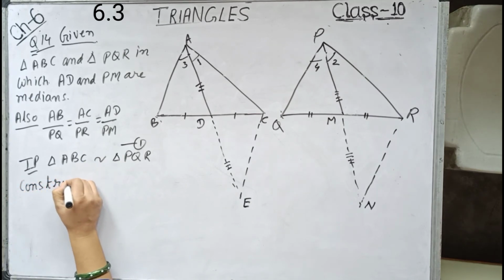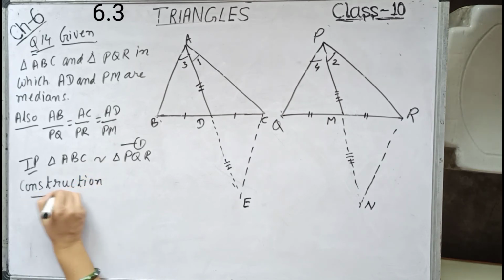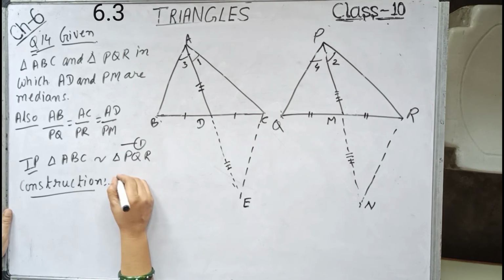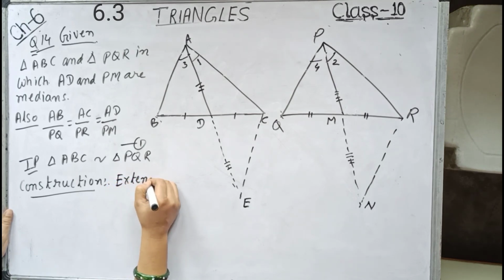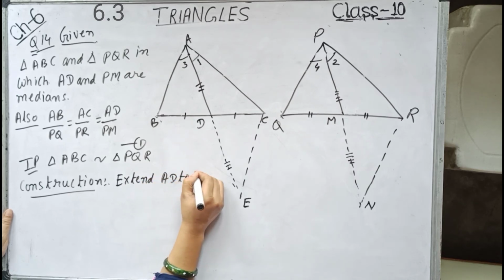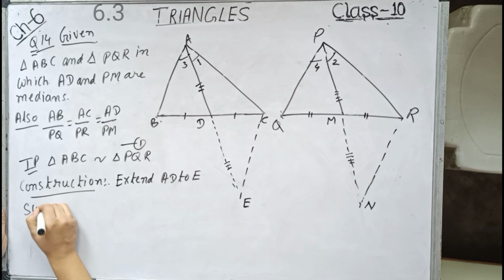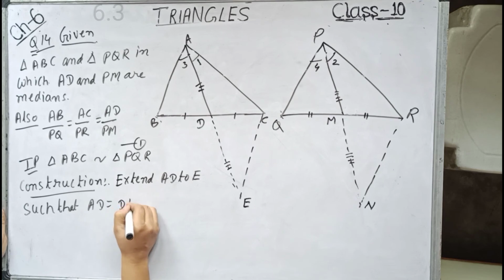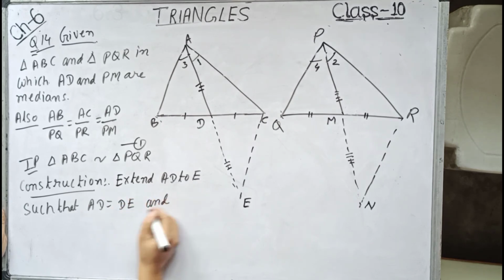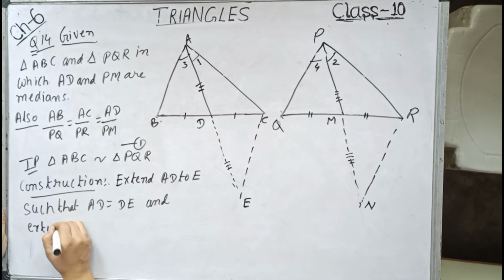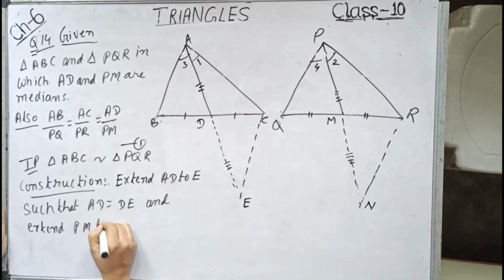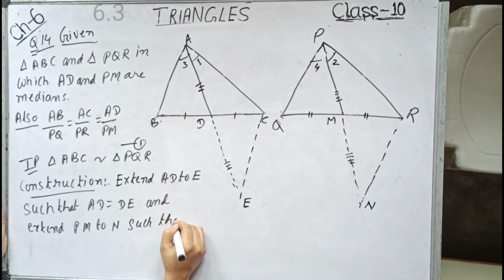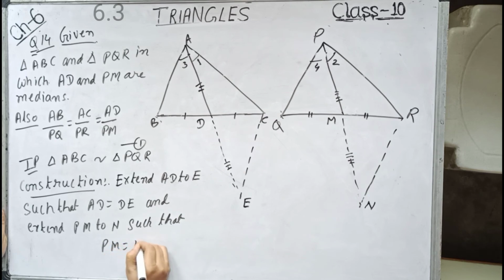Construction. Since I have explained, you will first do it on your own. Construction: extend AD to E such that AD equals DE, and extend PM to N such that PM equals MN.